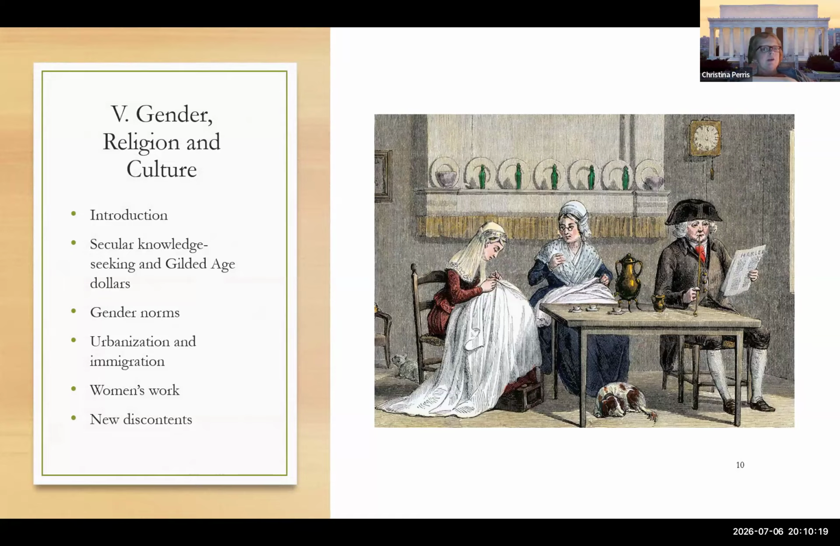So secular knowledge seeking and Gilded Age dollars increasingly muscled out the traditional role of religion in American higher education as well. The Gilded Age elite funneled their fortunes into new elite private institutions. The Morrill land grants of 1862 and 1890 subsidized new schools that emphasized practical knowledge in science, engineering, and agriculture. The 1890 Act also provided for Black colleges in states with segregated universities.